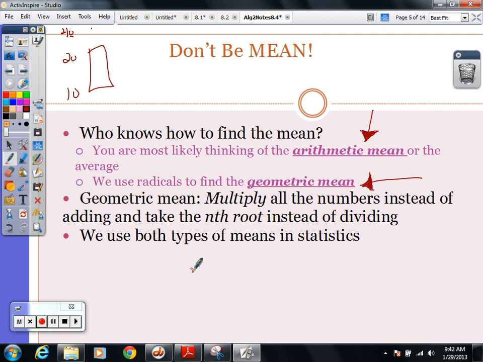So statisticians don't use it as much when they're dealing with larger data sets, because it gets too big too quick before they can take that root. Okay, so that's a little background info on geometric mean.